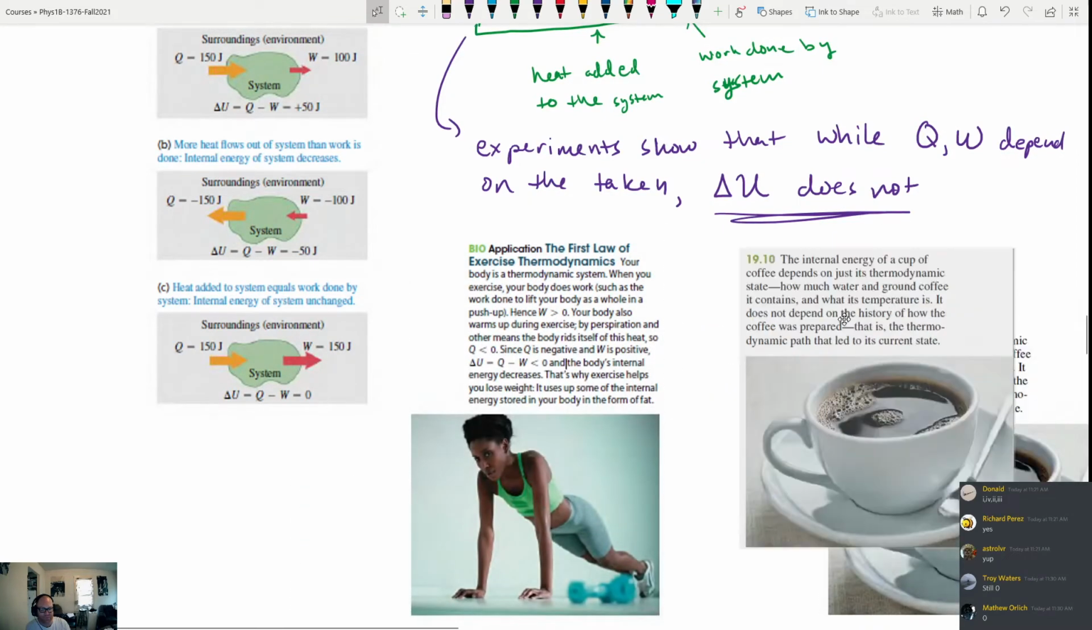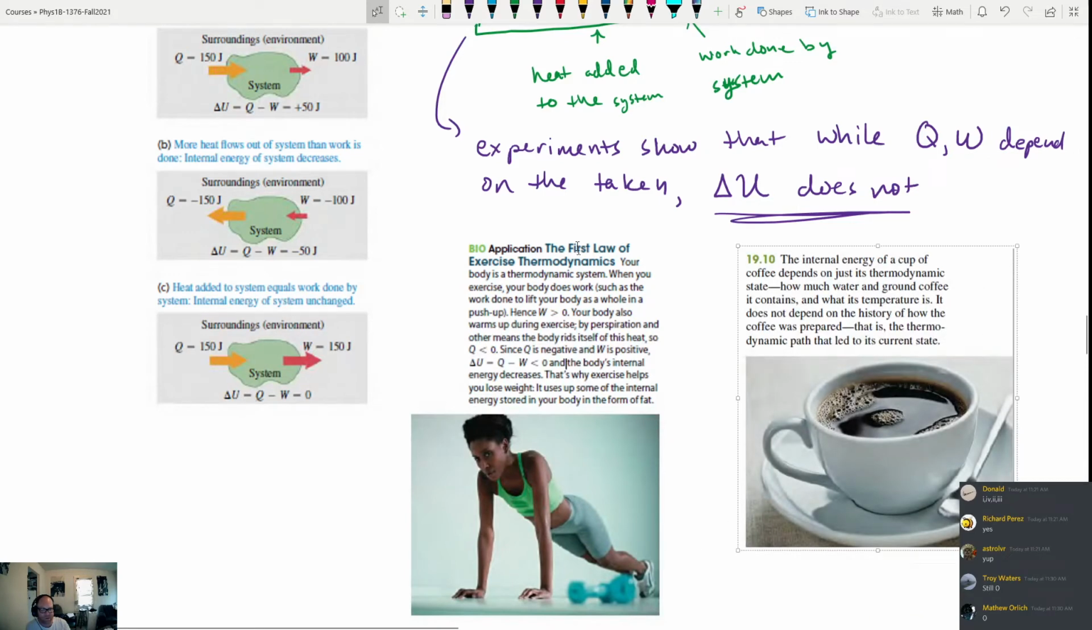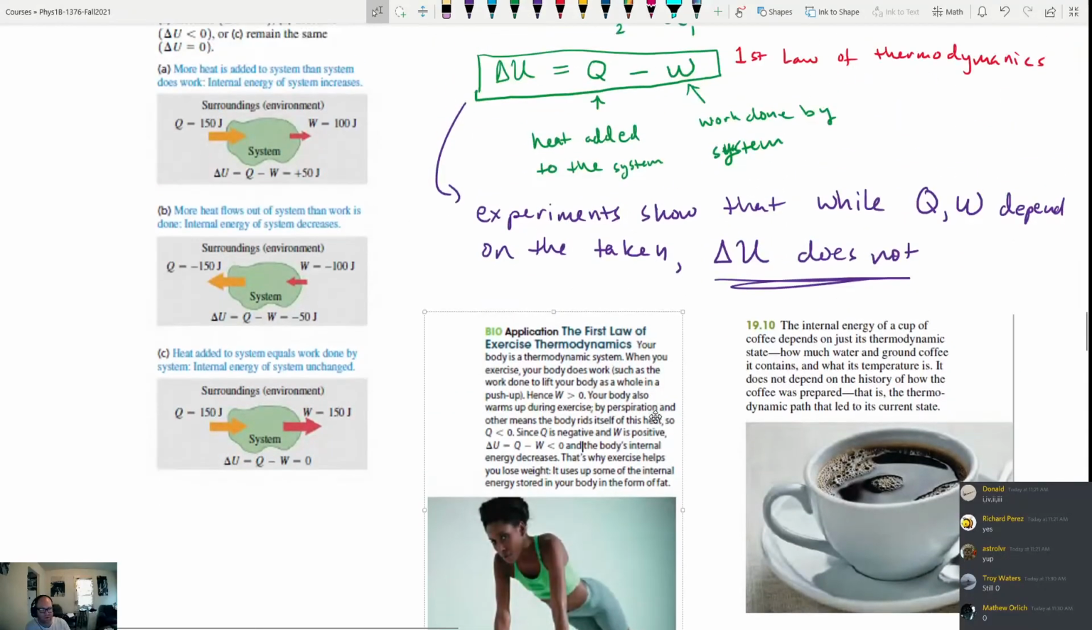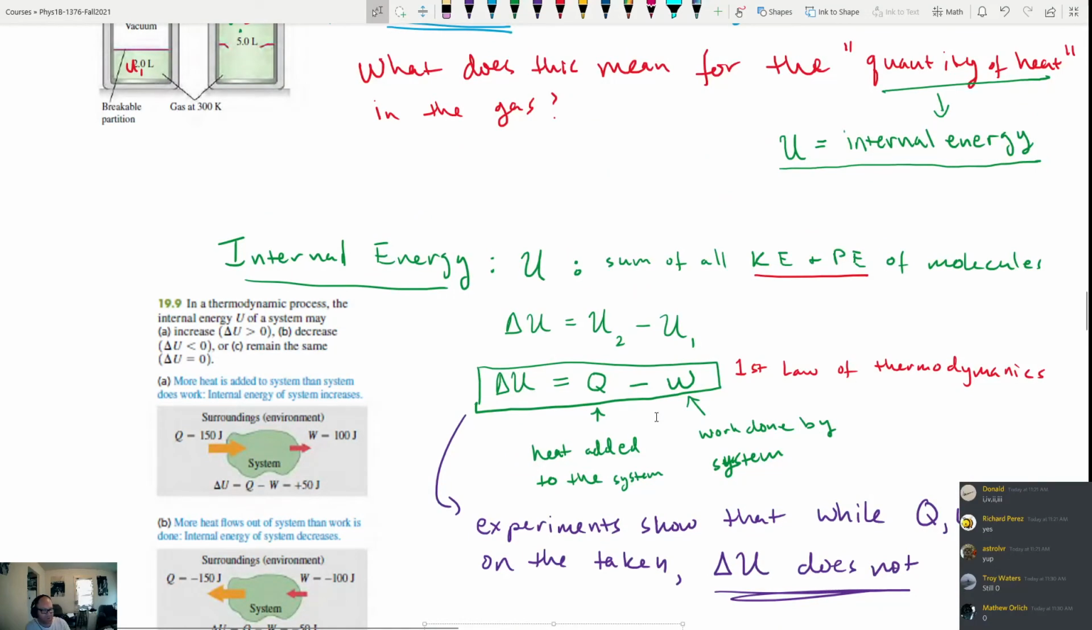So let's read this one. Here we have a woman doing push-ups or some type of exercises. And it says, your body is a thermodynamic system. When you exercise, your body does work. Let's think about that without actually looking at what it says. If your body does work, is W positive or negative? You do a push-up. You do work on your surroundings. Is W positive or negative? If you do a push-up or a pull-up, or lift some weights, is the work done positive or negative? It's positive, right? You're doing work on your environment.